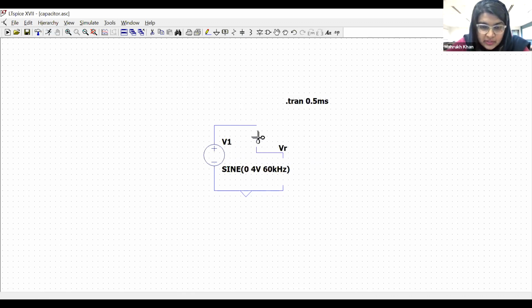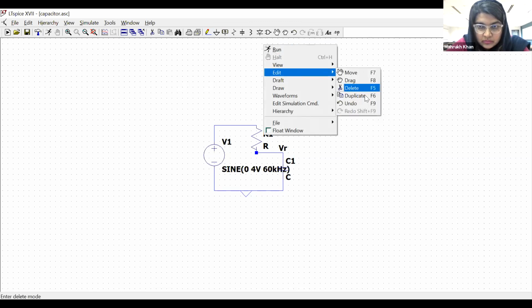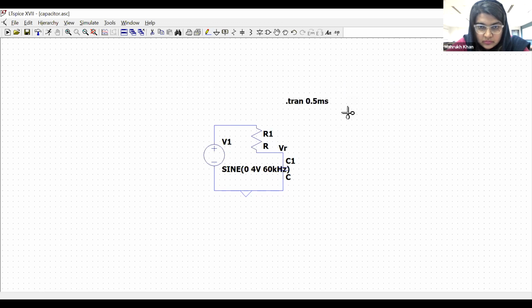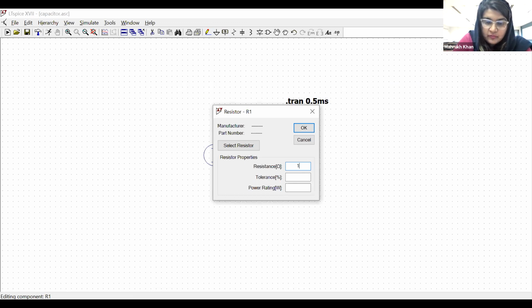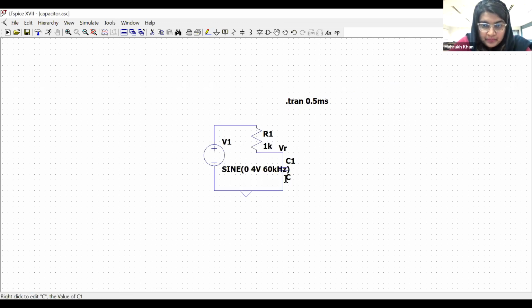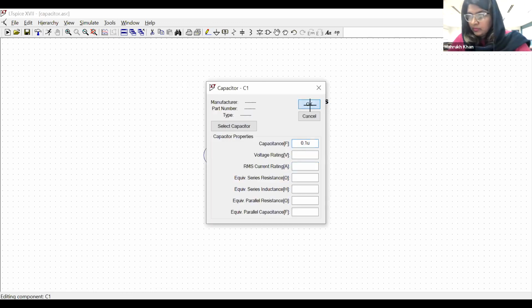Okay, so low pass filter I have to do. One minute, I have to see. So it should have a capacitor and resistor. Okay, this is the resistor it should have, and this is the capacitor it should have. As it is a low pass filter, it has the same values, 1K and 0.1 microfarad.